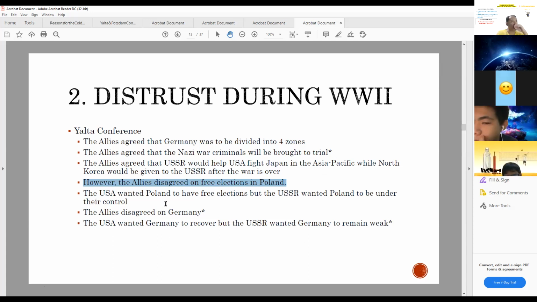So, however, the Allies disagree on free elections. The US wanted Poland to have free elections, but the USSR wanted Poland to be under their control. So what did I mean? No, I saw you out, so we paused for a while first. I asked them to wait for Ethan to come in, then we continue. So okay, let me repeat the last one. I said they disagree on the free election. Actually, it's not true. These Allies refer to the three countries, USSR, USA, and UK.